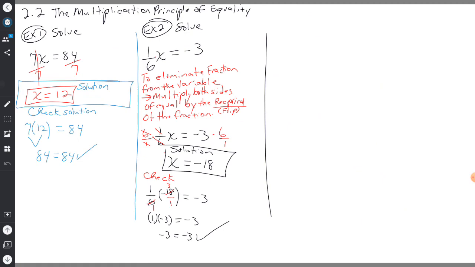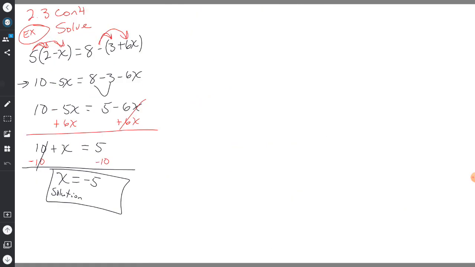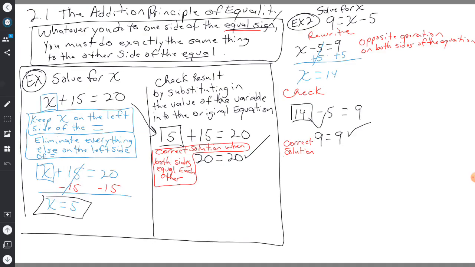So whenever we're solving for x and we have a coefficient that is connected to our x variable or whatever variable we have, the operations of division and multiplication will occur last. So if you are working on a problem that has that in there, then that's what you need to make sure you follow.